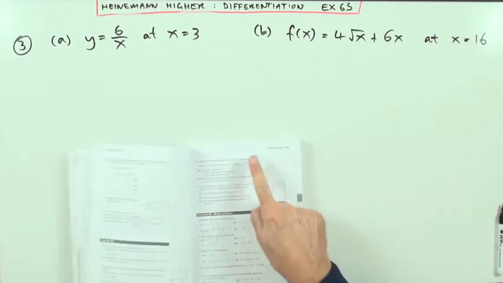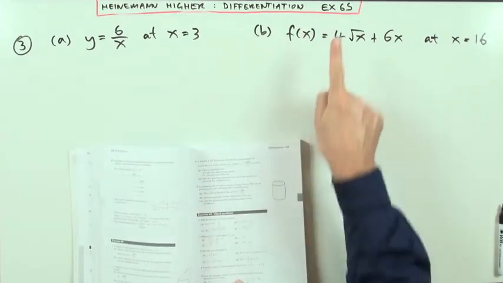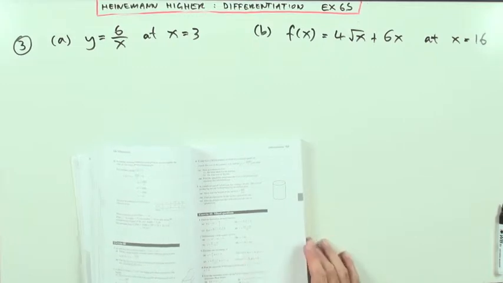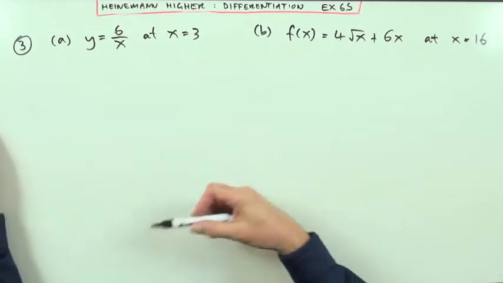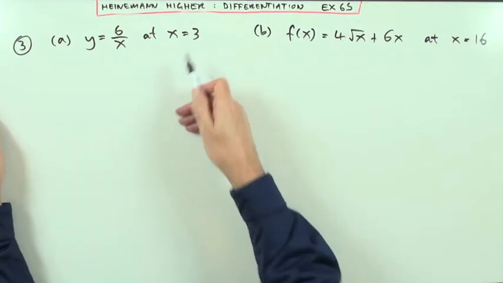Heinemann Higher. Chapter 6, Differentiation. Mixed questions at the end. Exercise 6x. Question 3. Find the rate of change. Well, the rate of change is the derivative, only evaluated at a certain point.